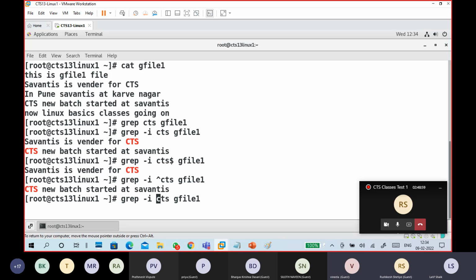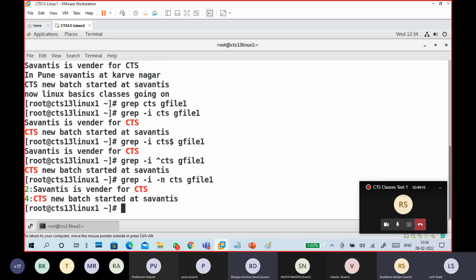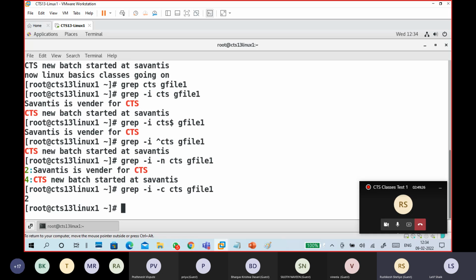Next, display the lines which have CTS with the line number. Hyphen N, with line number. Very good. These are with line numbers 2 and 4. What is hyphen C? The number of lines matching our pattern. Only 2.